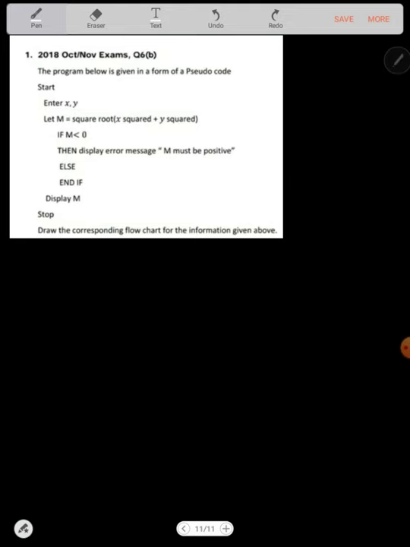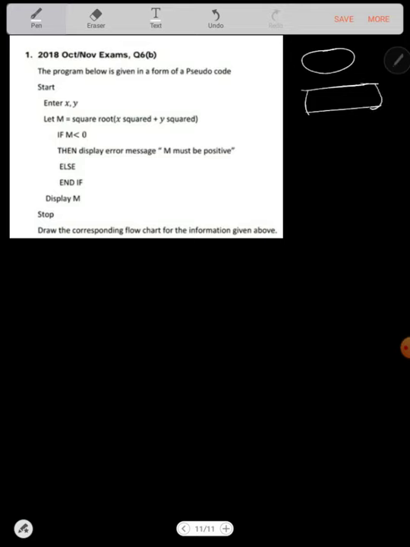So, question 1 says the program below is given in the form of a pseudocode. So this is how a pseudocode is, and in case we are told to write a pseudocode, you should follow this order. Start, then enter. In the previous video I said that the shapes that we can use for start are this. Others say this, right? So those are the shapes that you can use for start.